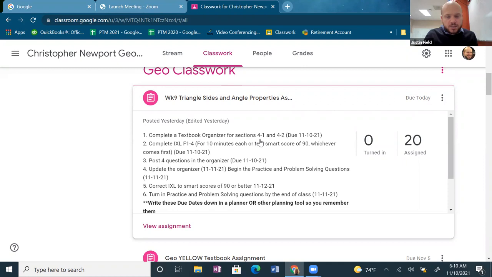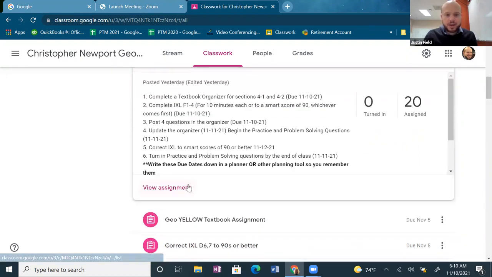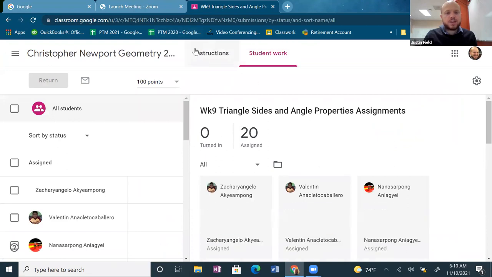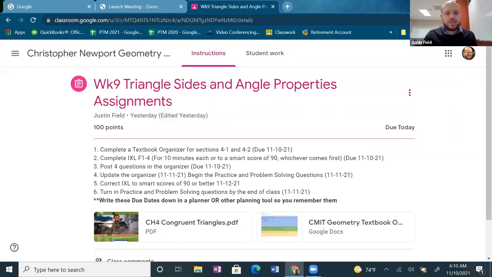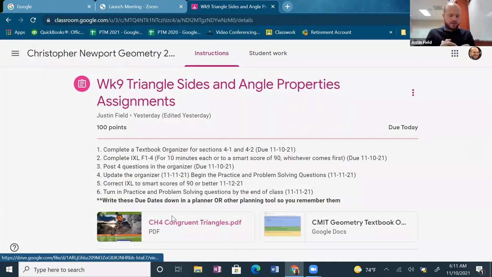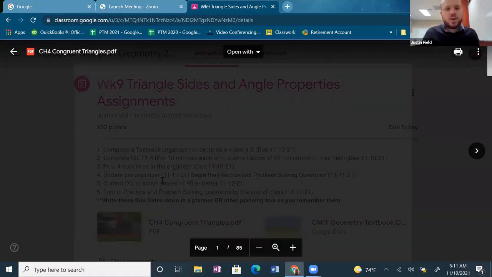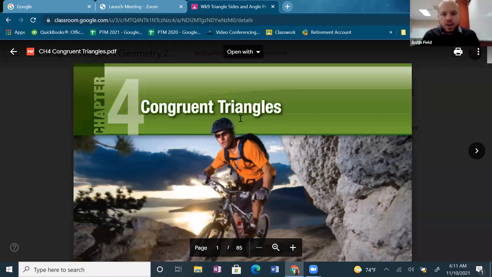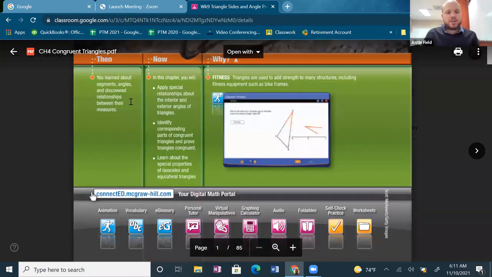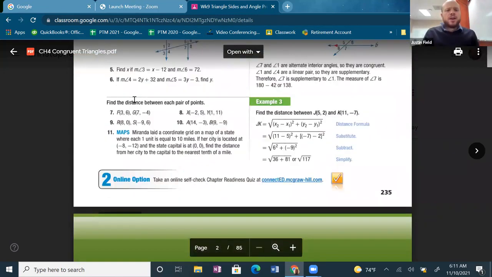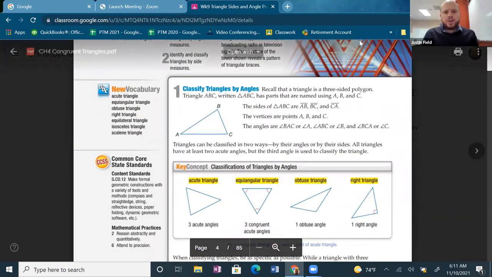All right, so let's talk about the textbook organizer. We have to go through those green sections, or green questions, don't we? Is that still essential, even though I'm back? All right, so congruent triangles. That's where we're going. But first, we're going to talk about triangles in general.